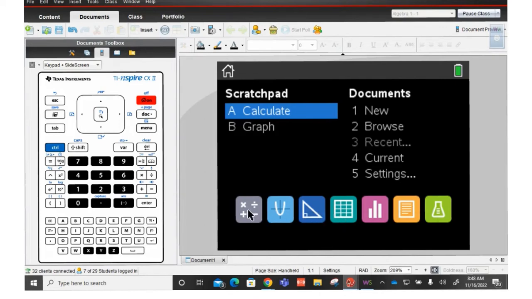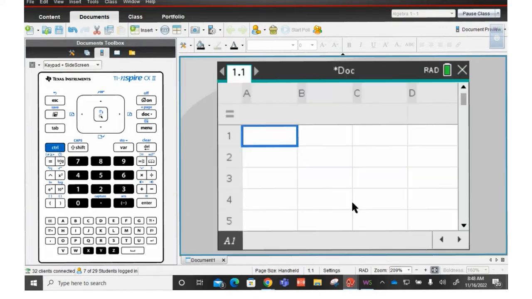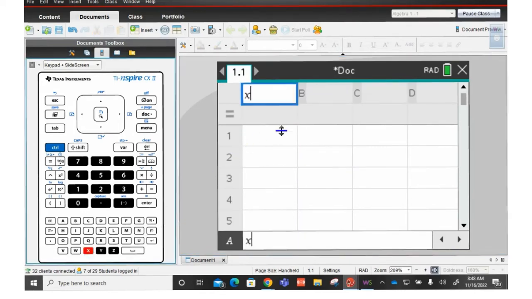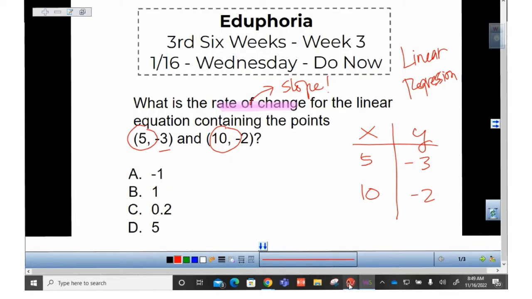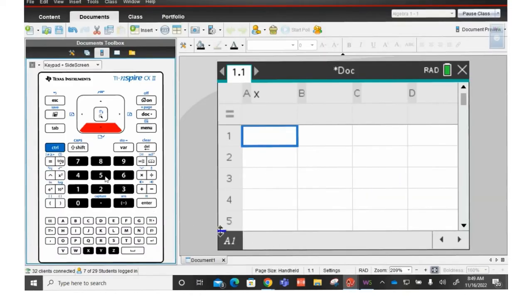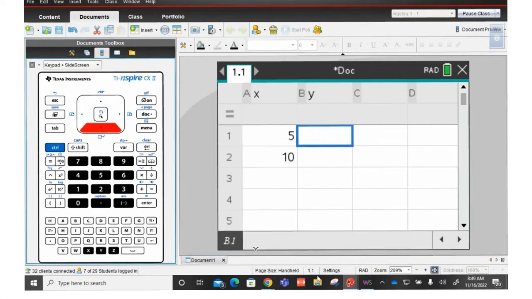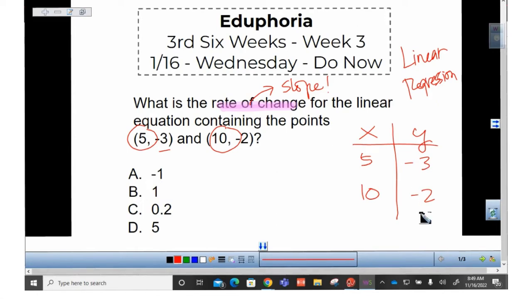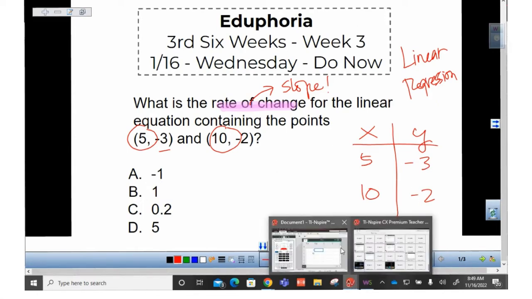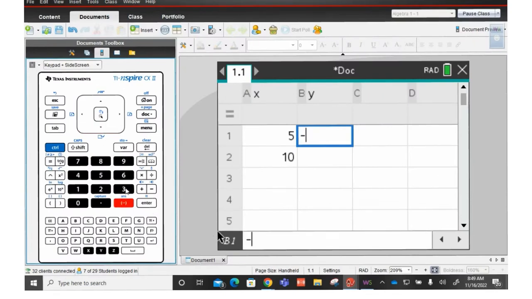Okay, so page 4, we have page 1, page 2, page 3, page 4. Add list and spreadsheet. So label your x column as x. The x values first, we have 5 and 10. So put it in the calculator. Okay, enter 5 and enter 10. Now for the y column, label it as y. Then the values for the y are -3 and -2. Okay, -3, arrow down, -2, arrow down.